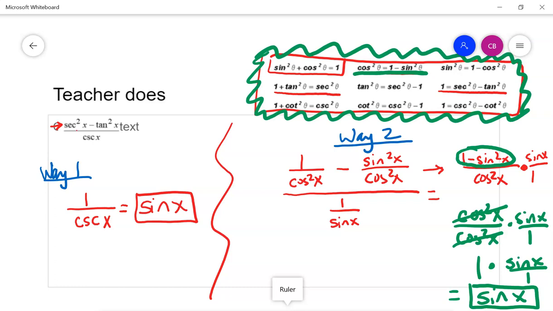So if you choose to use this chart, because how can I stop you? You could have figured out the secant squared x minus tangent squared x without having to rewrite everything as sines and cosines. So if you see an identity and you know that identity and you want to use that identity, you're welcome to do so. In the end, we're still going to get the same thing. All right, that's all I got for this one.